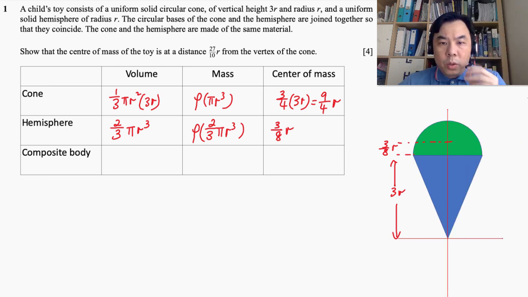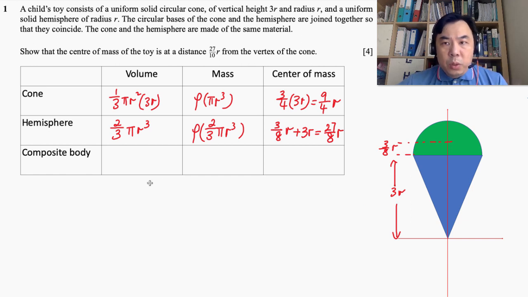All right, which is 3/8 r, and then don't forget the center of mass of the hemisphere is measured from the vertex itself. Okay, so therefore the distance of the center of mass of the hemisphere with respect to the vertex is given by 3/8 r plus the 3r there. So I hope that is clear. Always refer back to your frame of reference in this case. So therefore 3r, and then that would actually give us 27/8 r. All right, and then there you have it.